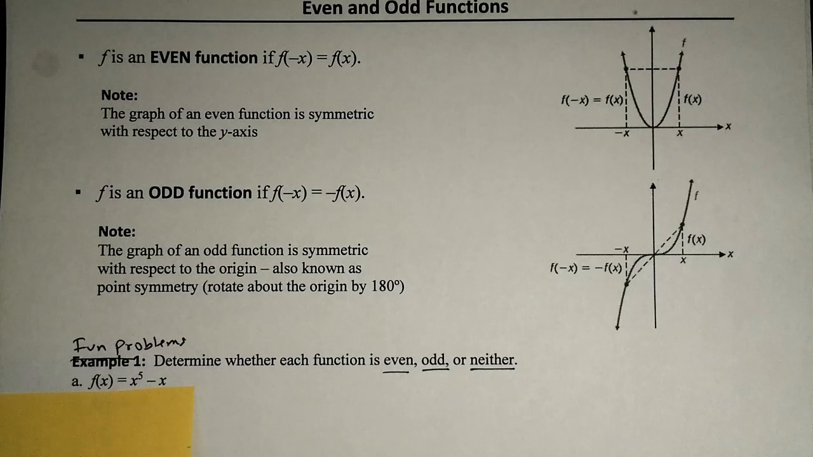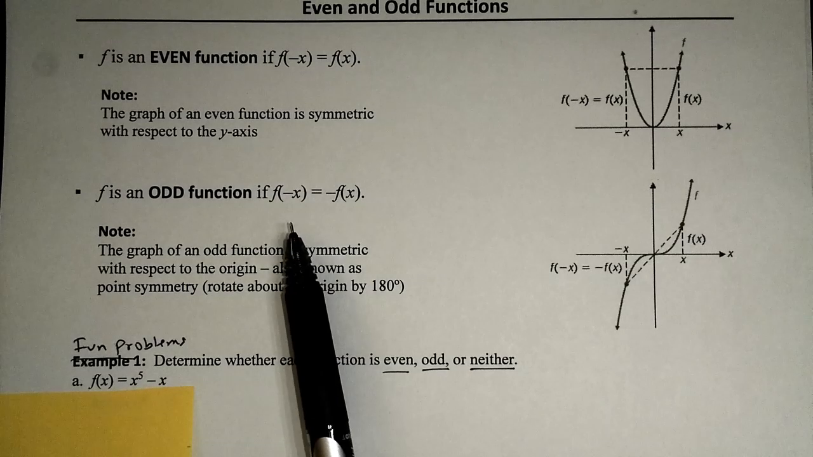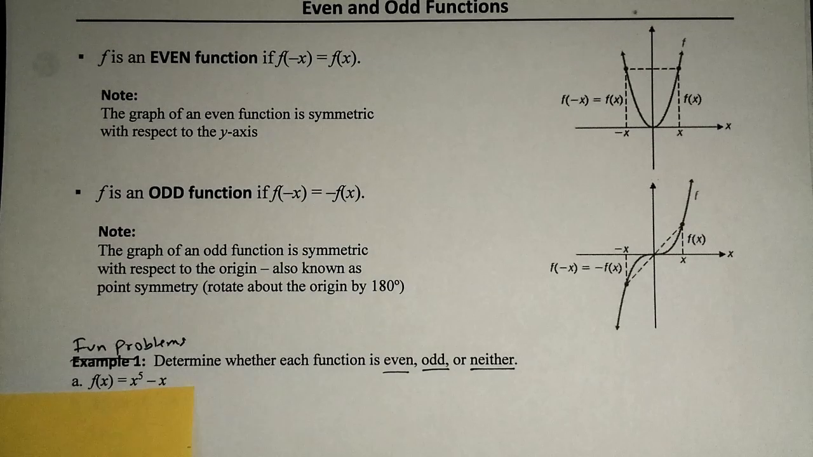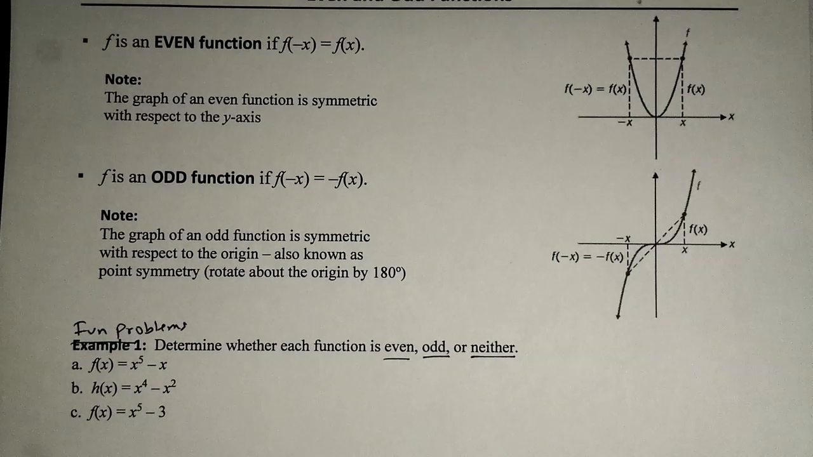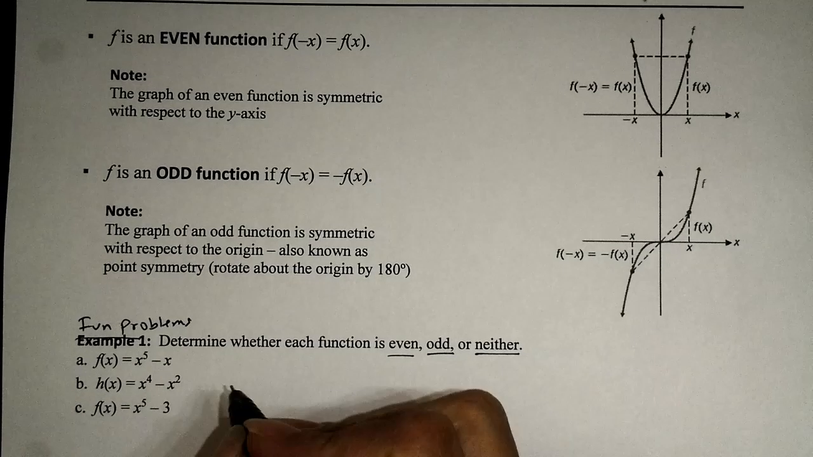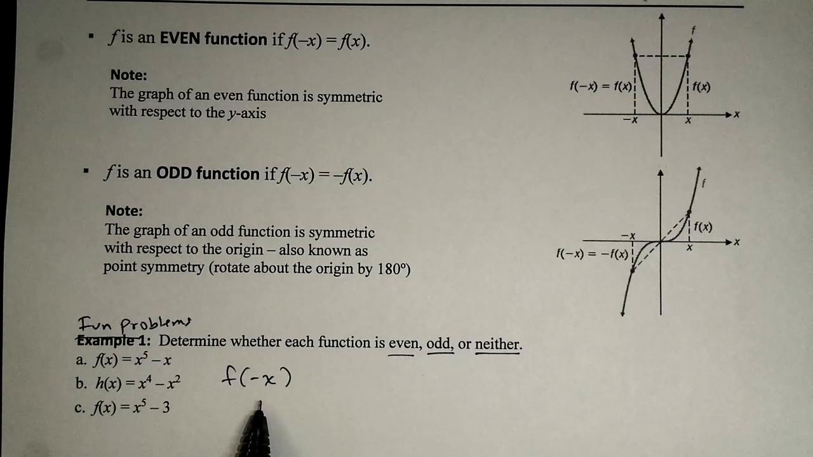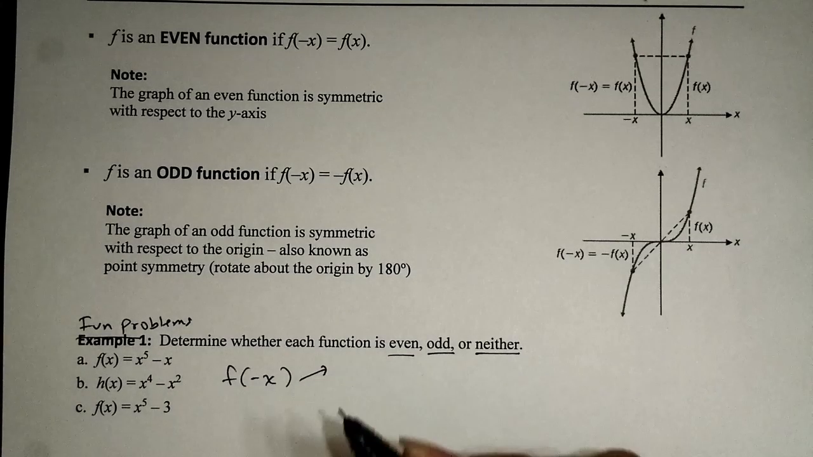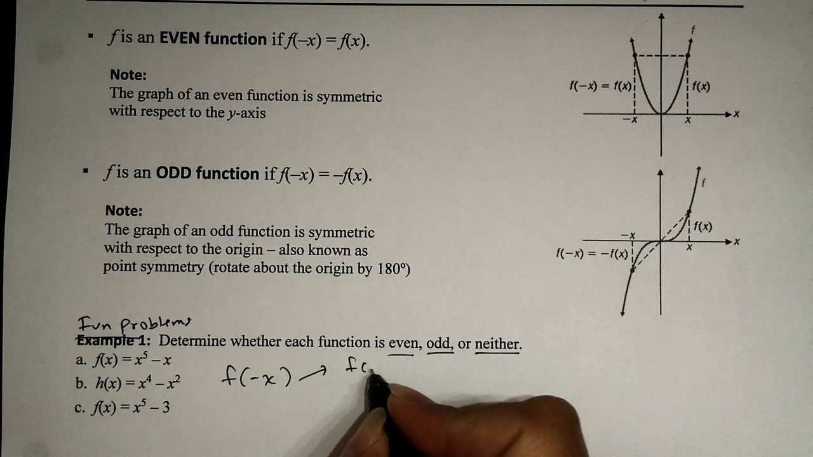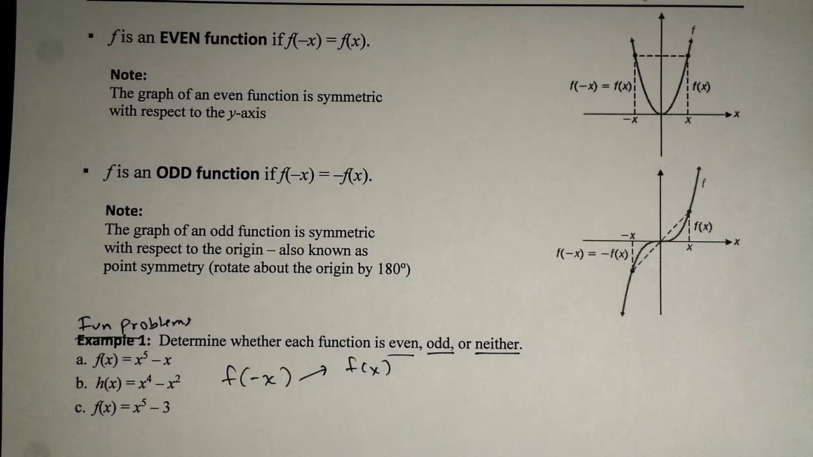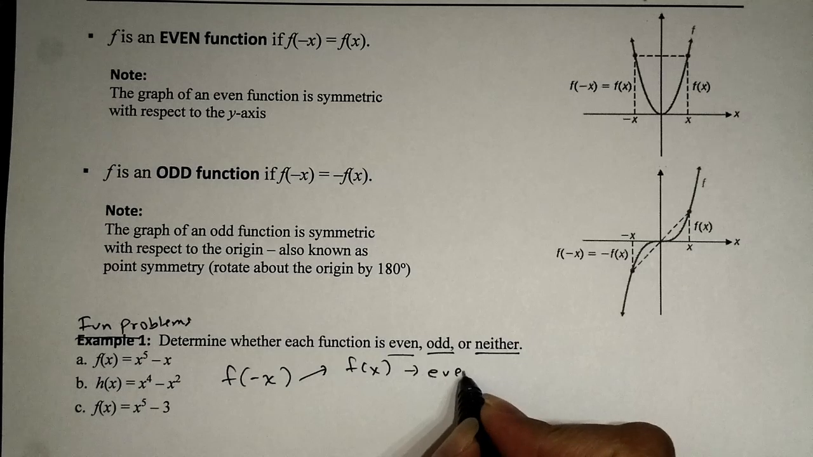Now, how can I tell if f is an odd function? So f is an odd function if f of negative x equals negative f of x. That's a lot of words for me, so let me write it a little bit differently. The punchline is when you are asked to determine if a function is even, odd, or neither, what I need you to do is find f of negative x. So you are going to substitute a negative x for your input. And then you are going to see if, when you find f of negative x, you get f of x. If you get back the original function, then that tells you that the function is even.